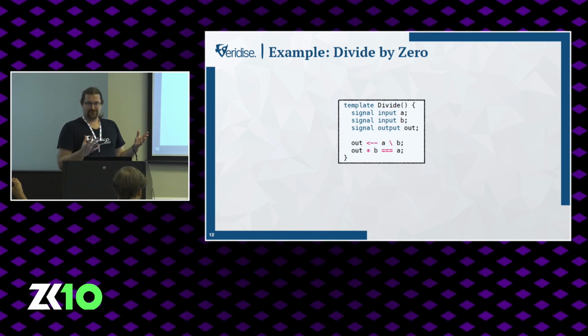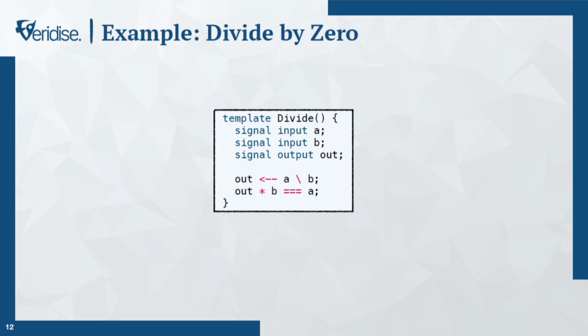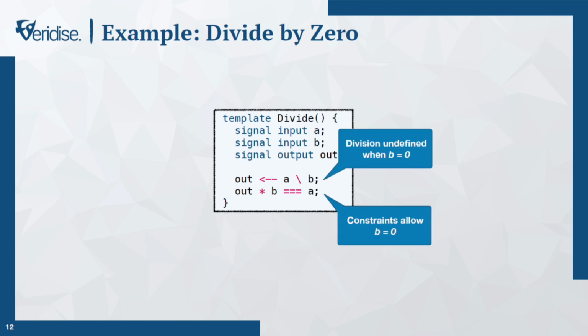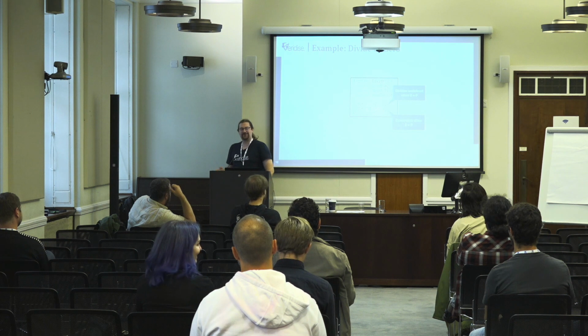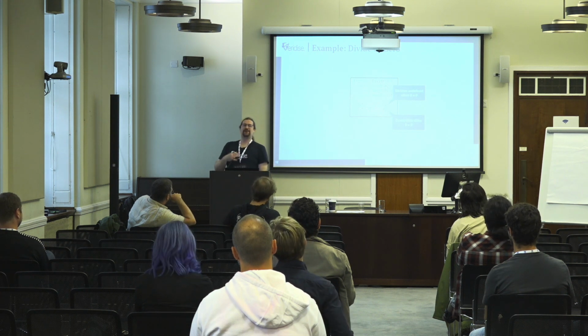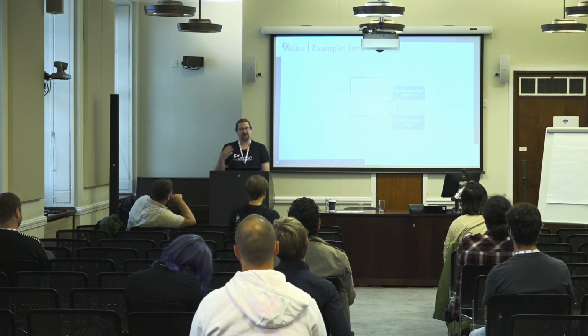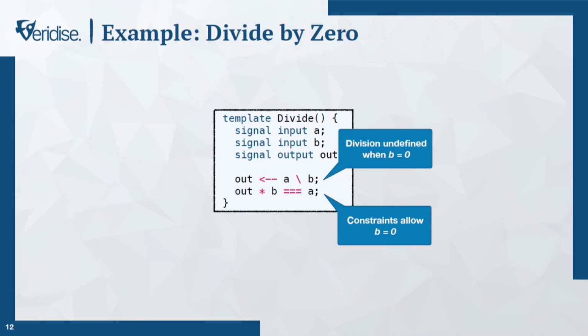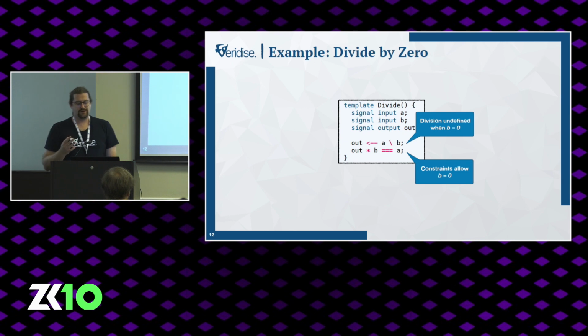The title kind of spoils it. So what do you guys think is wrong in this case? I'll just move on because people are laughing. Basically, what happens is you have a division. The important thing here is that we all know that you cannot actually divide by zero, which means that in your computation there's this implicit constraint that B cannot be zero.